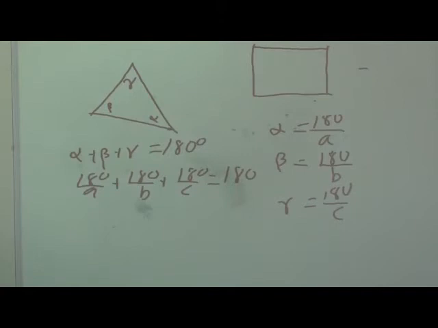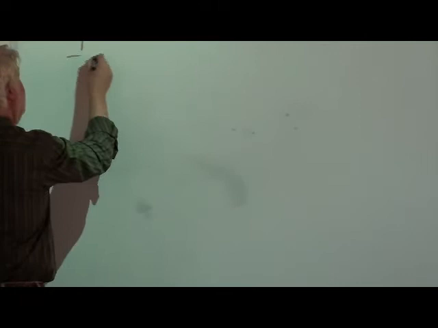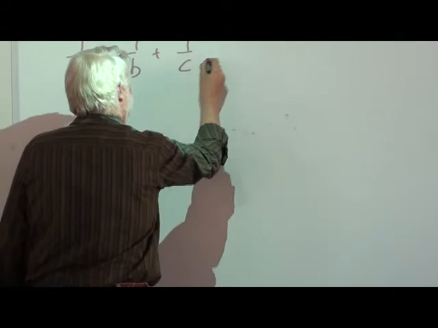Can I factor anything out or divide or something? Yeah, let's see. If I divide by that, I just get 1/A plus 1/B plus 1/C equals 1. So I want to find positive whole numbers where this happens. Well, it turns out there aren't very many possibilities.